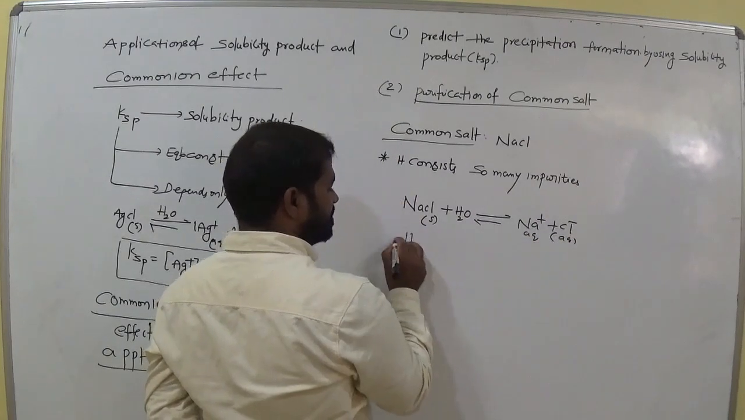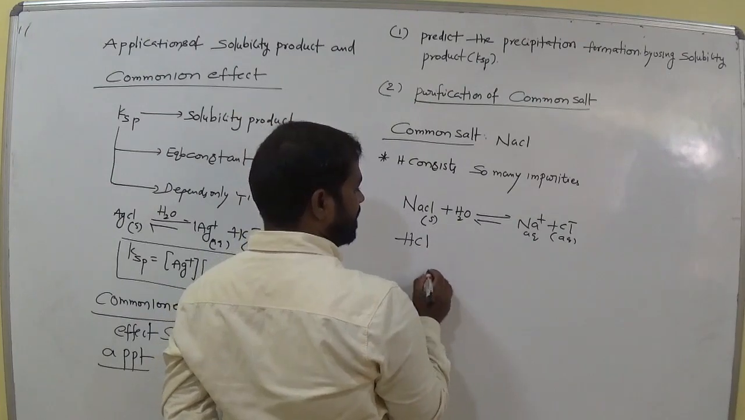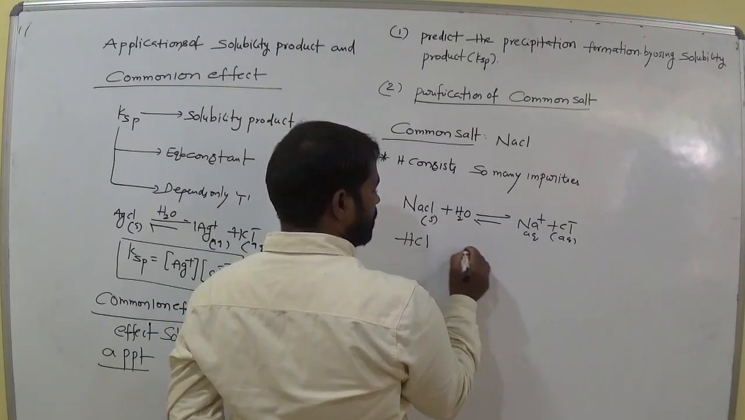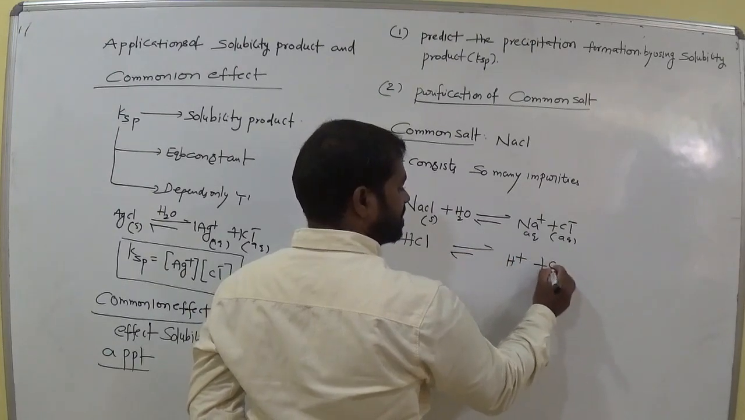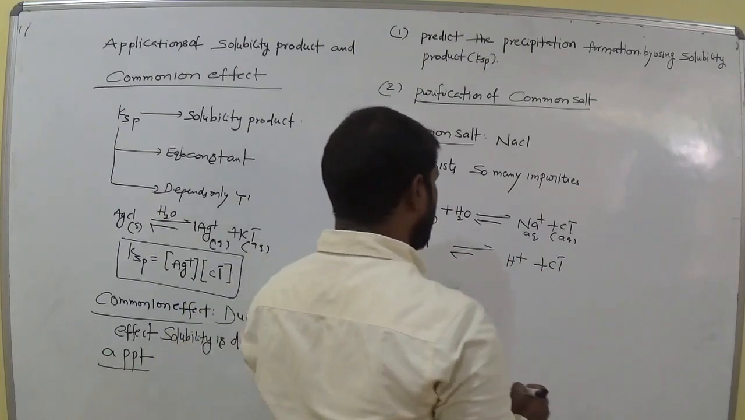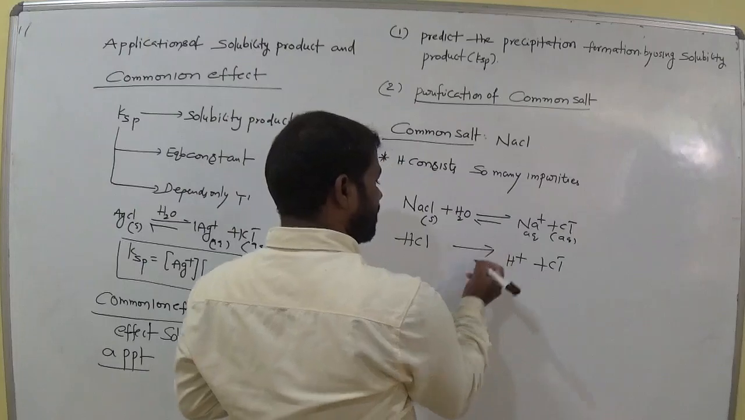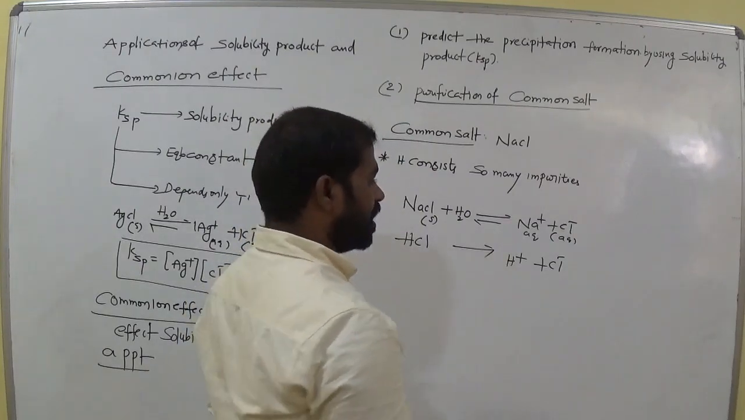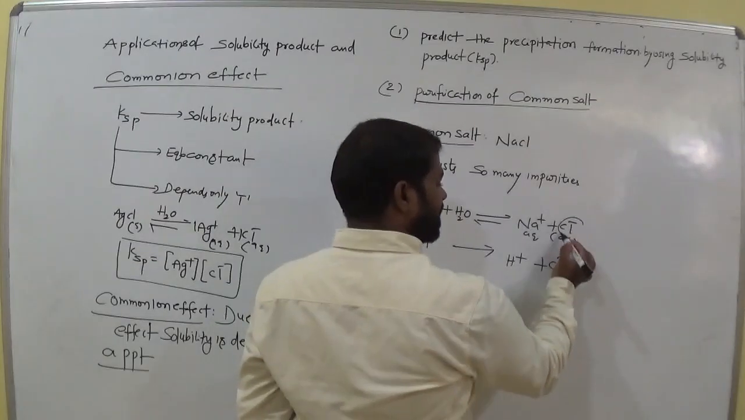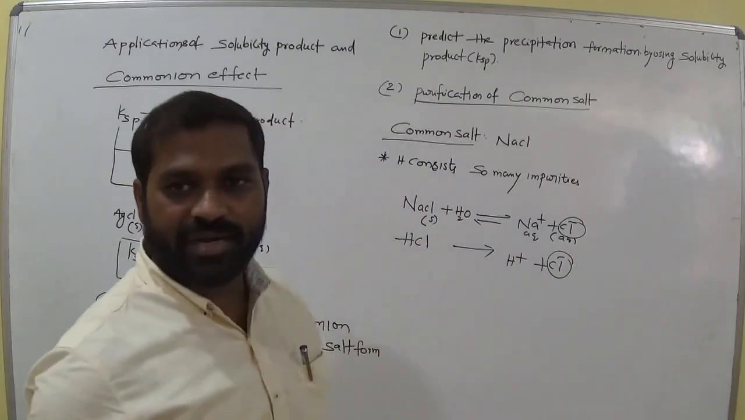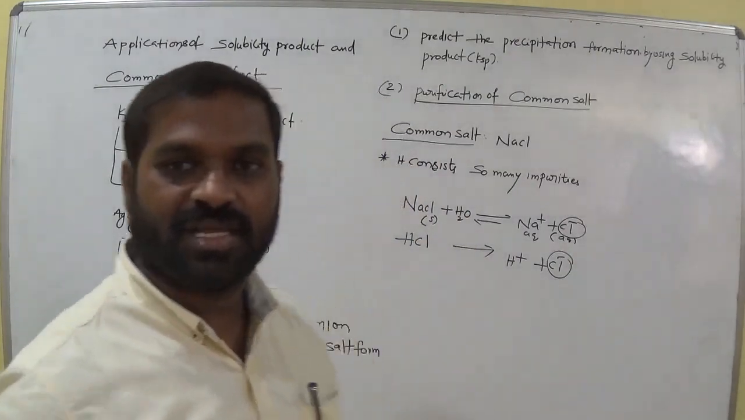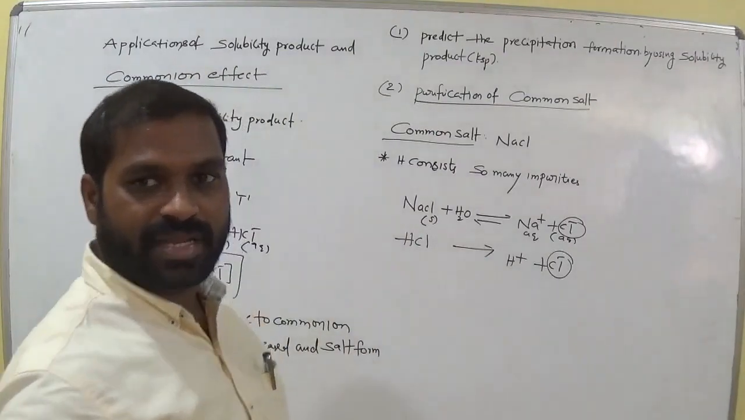Now we add HCl, hydrochloric acid. Okay. So this gives H+ and Cl-. Am I right? H+ and Cl-. Clear? Now here one common ion is there. What is that? Cl-. For the purification of sodium chloride, we add HCl here. Clear? So now what happened here?